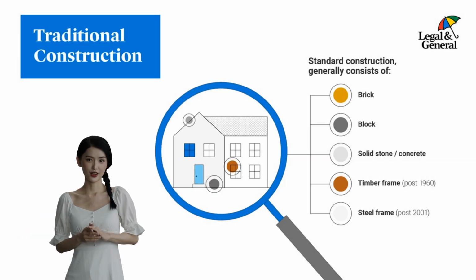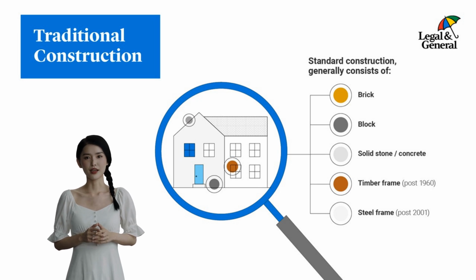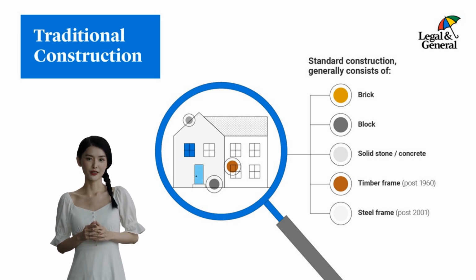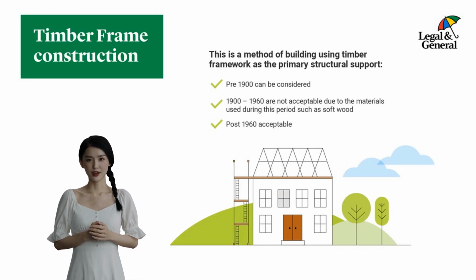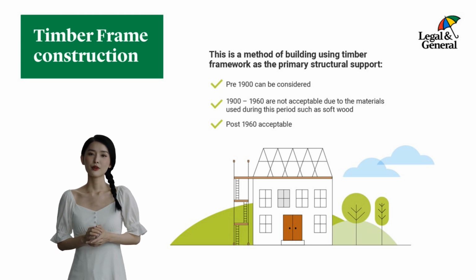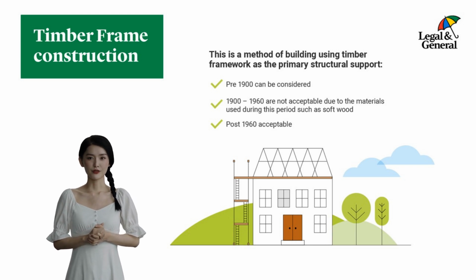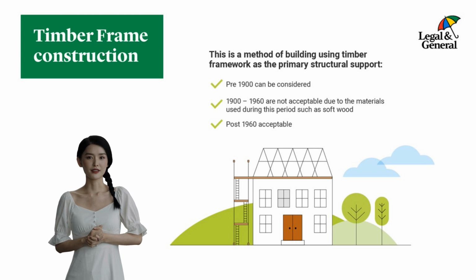The standard construction types that we accept consist of brick, stone, or timber frame with outer walls of brick, stone, or block. We'll now take a look at the other main types. Timber-framed construction is a method of building that uses a timber framework as the primary structural support for the walls of the building. Buildings constructed before 1900 can be considered.